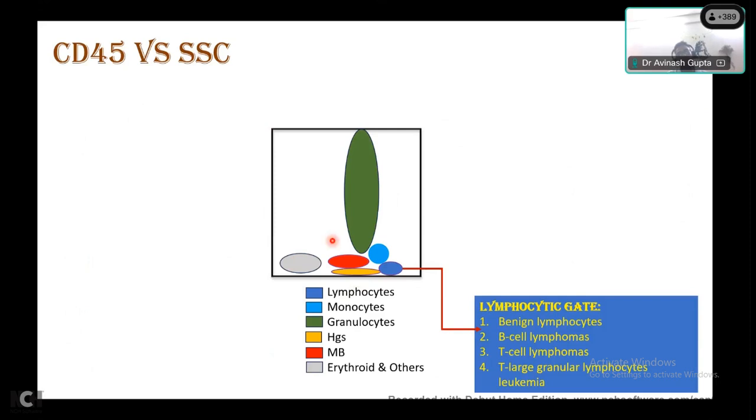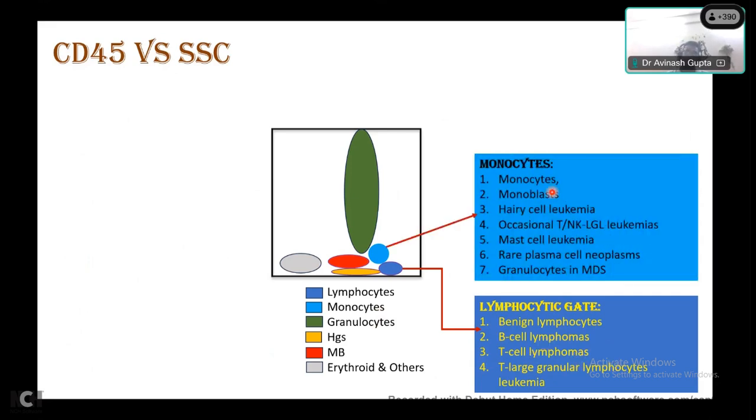So in this lymphocytic region, what are the possibilities? Mostly the benign lymphocytes if you run a normal sample. But what other populations can come? B cell lymphomas, T cell lymphomas, mainly lymphocytic. The mature population will come here, and then the TLGL population. Then we'll come to the monocytic population. What populations will you find here? There will be monocytes. Some of the monoblasts may reach up to here.